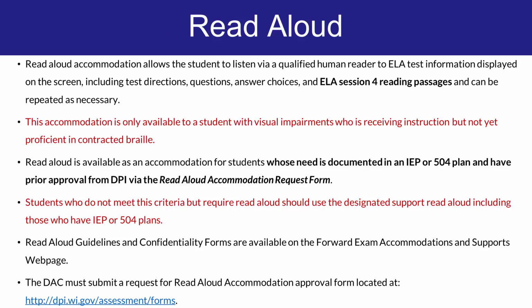Read aloud as an accommodation. The Read Aloud accommodation is only available to very few students. These are students with visual impairments who are not yet proficient in contracted Braille. This need must be documented in a student's IEP or 504 plan and have prior approval from DPI via the Read Aloud accommodation request form.